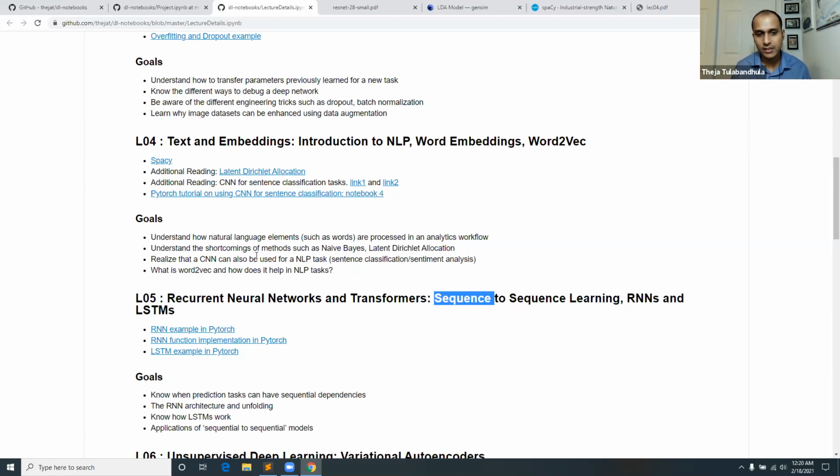So for today's session, the objective is to understand how natural language elements, such as words, are processed, at least at a high level. We're going to take a small trajectory through it and look at only a sample of techniques, but it's good to get a sense of how to attack the problem, at least in one or two ways. So we look at some simpler methods, as I said, naive Bayes and LDA.